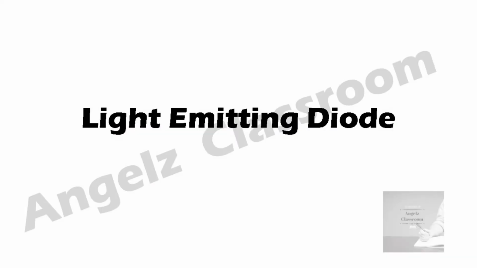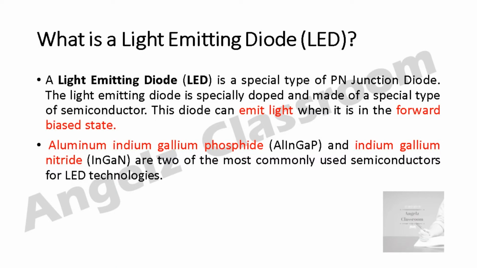In today's class, we are going to see about light emitting diode. So first let us see what is LED. LED is a special type of PN junction diode that can emit light when it is connected in the forward bias direction.